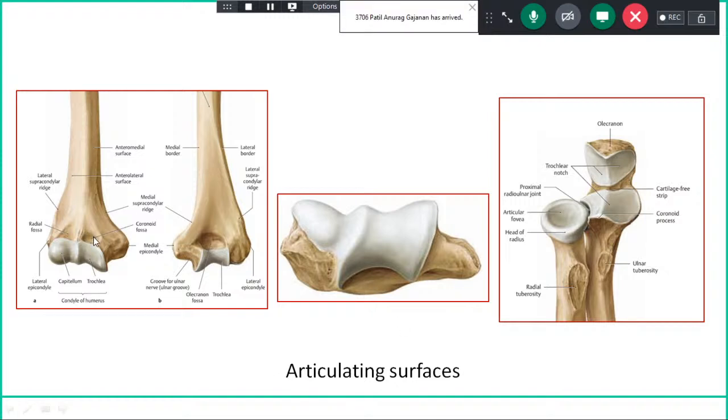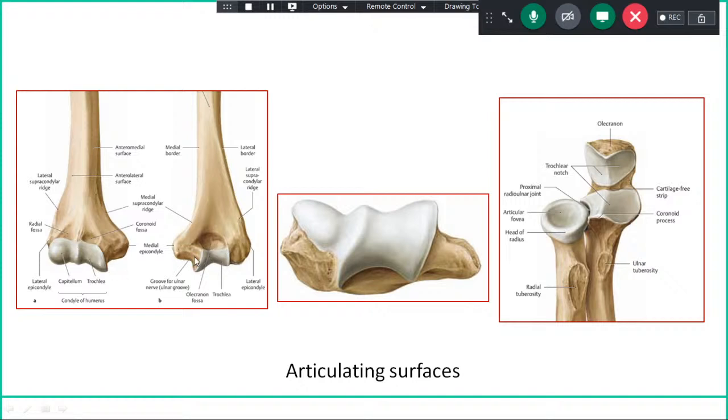Just above the trochlea, you can see a depression, which is the coronoid fossa, and just above the capitulum you can see another fossa, a little bit shallower than the coronoid fossa, and it is the radial fossa.